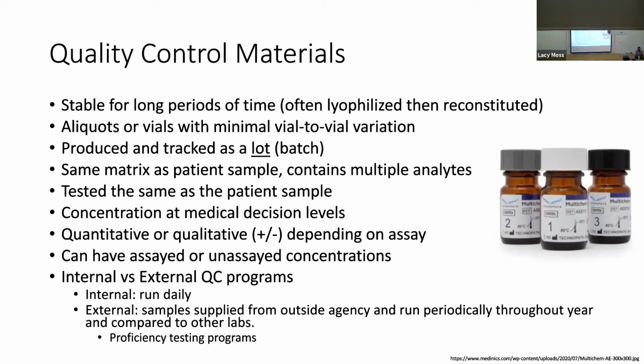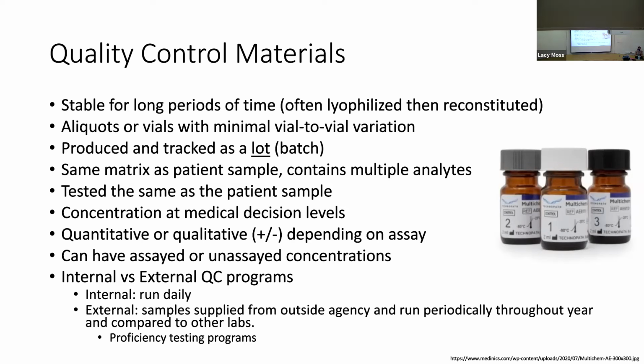So they basically suck all the moisture out of the serum or urine or whatever matrix the QC is in, so that you can add liquid to it later and reconstitute it. It's basically freeze drying your sample. And then they make huge batches of these QC materials into lots or batches. So they have very minimal vial to vial variation because it's basically huge pools of samples that they've checked to make sure that they're good. And they freeze dry it and aliquot it out. And like, here's your lot for the year.